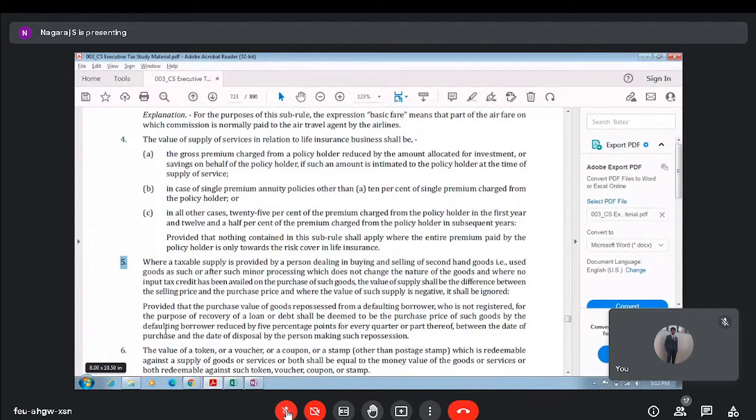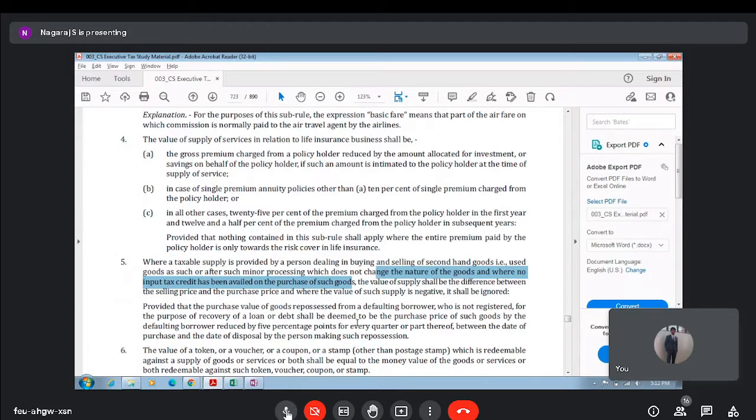Where a taxable supply is provided by a dealer in buying and selling of second-hand goods. You can easily relate to second-hand cars. That is used goods as such, or after such minor processing which does not change the nature of the goods, or where no input tax credit is availed on the purchase of such goods. This line you please underline, till here.